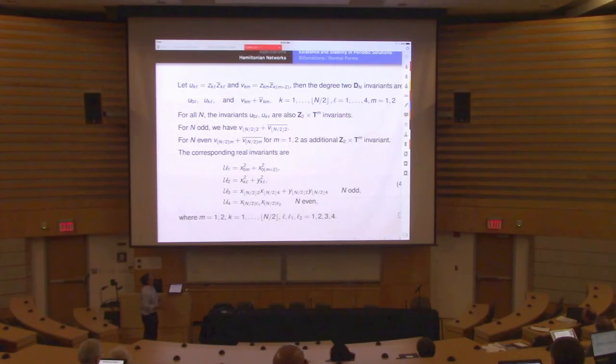And then we go through the actual tedious exercise where we show that all of these invariants are the generators for the invariants of the Hamiltonian function.